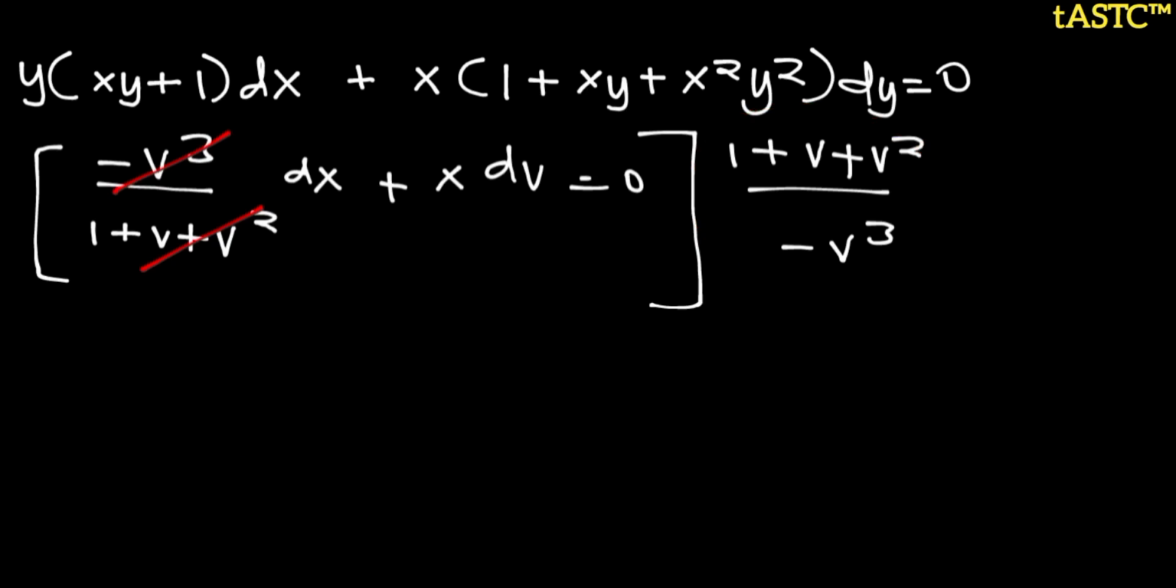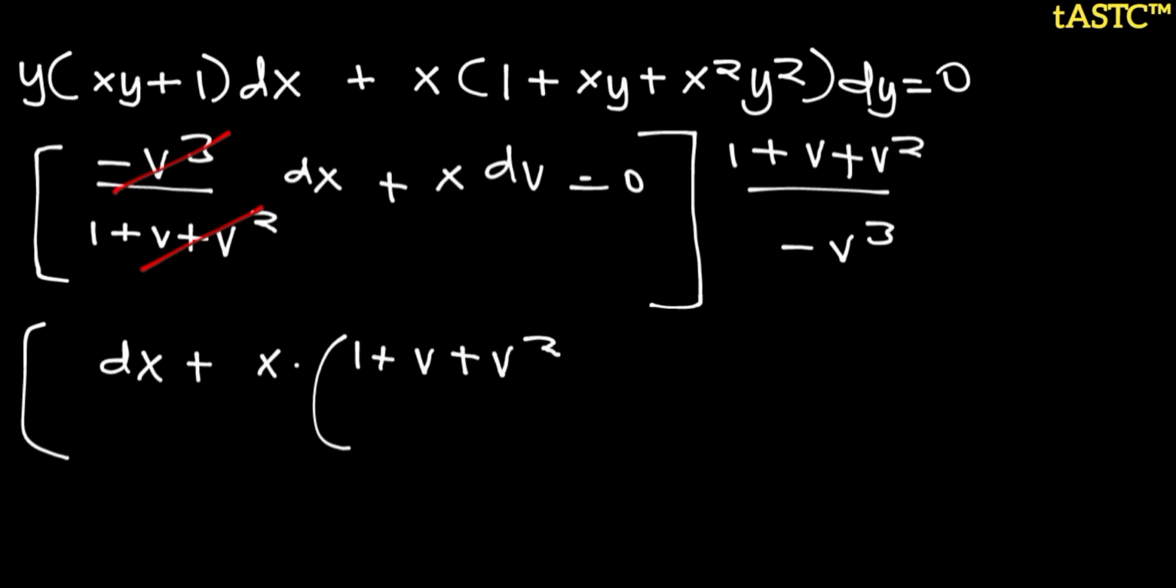So next up, we need to take this and multiply with this. So that is going to give us, on this side, we should just have a dx. And this is going to be an x multiplied by this: 1 plus v squared, minus v to the third. And this is dv. And of course, on this other side, we should have a 0.